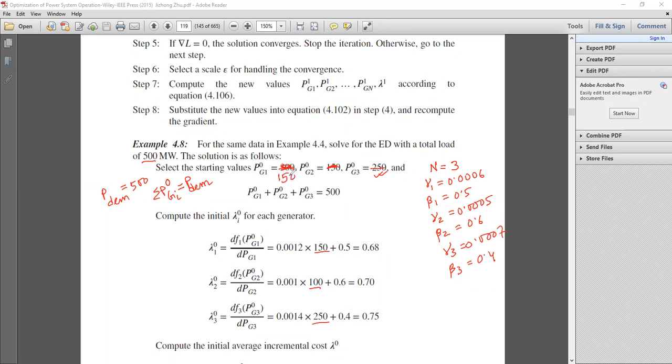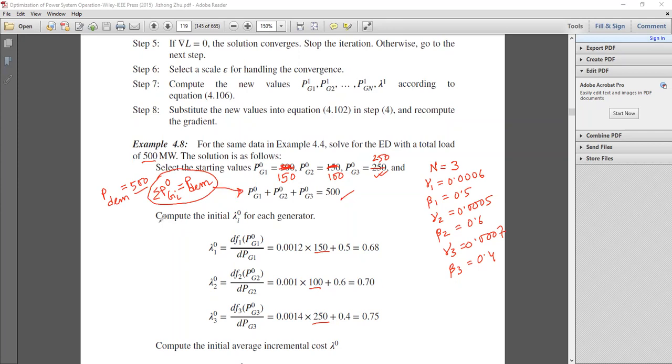So this should be 150. And the second one is actually 100. This one is 250. Okay. This third one is correct. So now if you add them, 150 plus 250 is 400, then 100, so that becomes 500. So now it is okay. So you see, the summation of PGi, this equation is actually translated as this. So that is correct now.